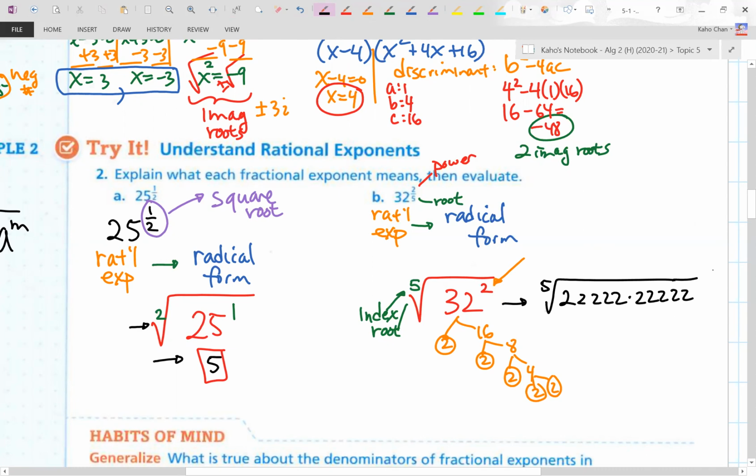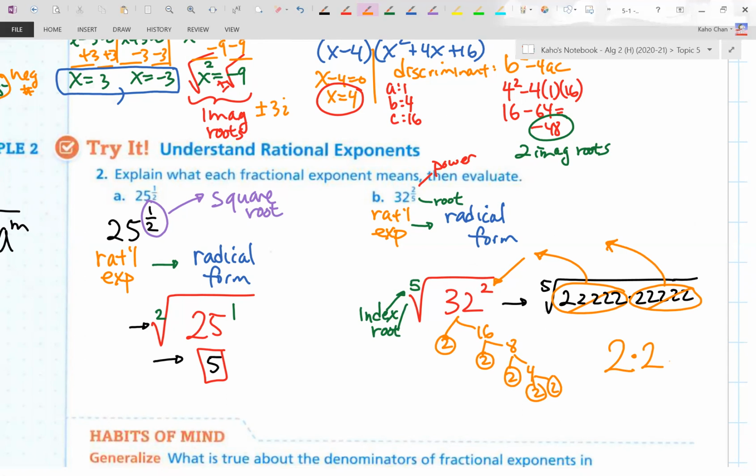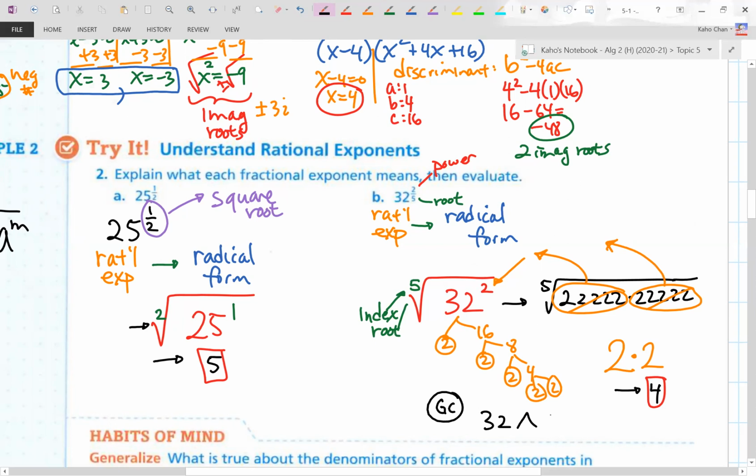How many are we looking for? We're looking for 5 of them. Oh, look, all 5 of those comes out as a single 2 on the outside. And this second group of 2's comes out as a single 2 as well. Bam. And there's nothing left underneath the radical, so that goes away. So the 2 and the 2 that come out is literally 2 times 2, or simply 4. That's your answer. You can try this on your calculator. 32 to the power of 2/5 will give you this answer of 4, okay?